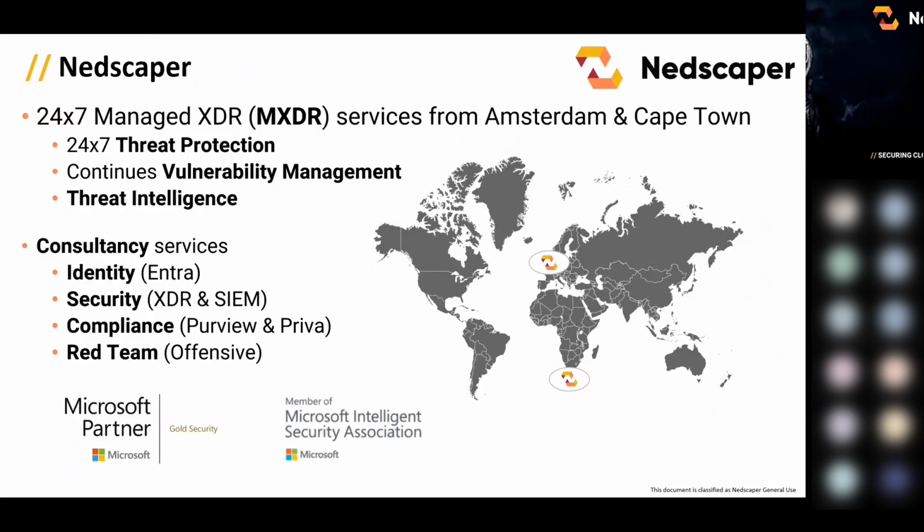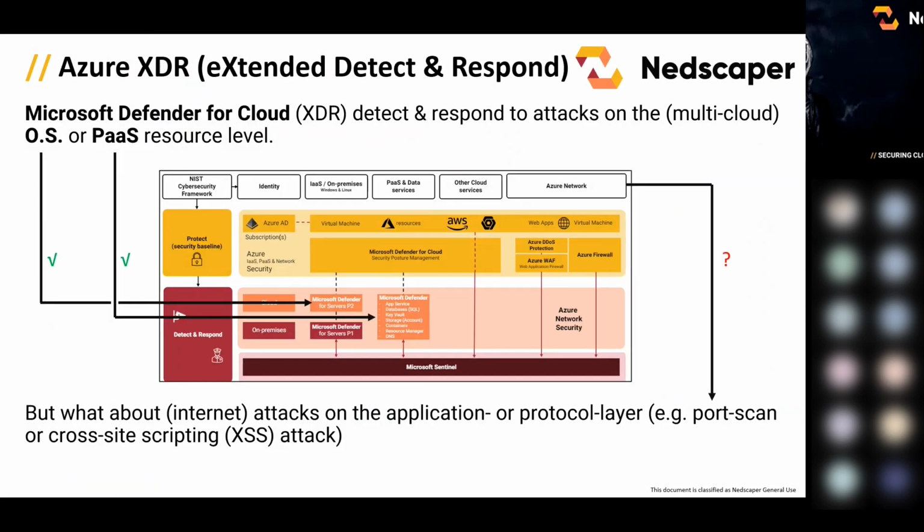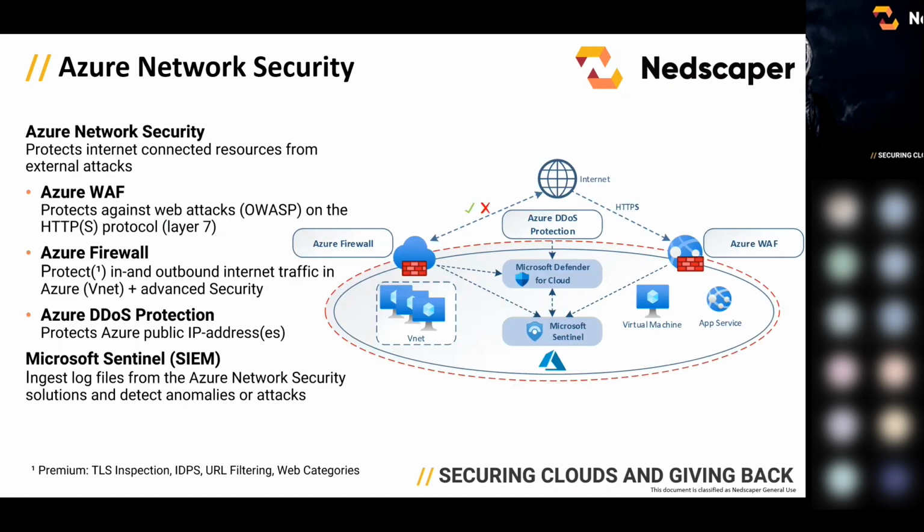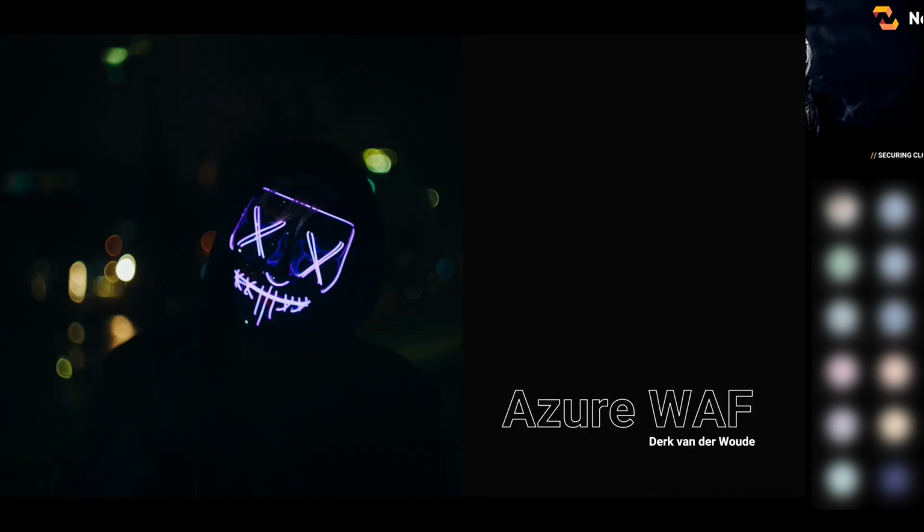Let's skip this slide. What I talked about is that Microsoft Defender for Cloud does detections on the operating system and on the PaaS resource level, but not on the layer 7 web application and protocol level. Now, Azure Network Security consists of three components: the Azure WAF, the Azure Firewall, and the Azure DDoS protection. We'll go in depth into the products in the presentations of the separate components. So this was where I was at, the Azure WAF.